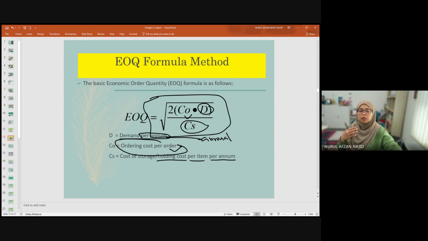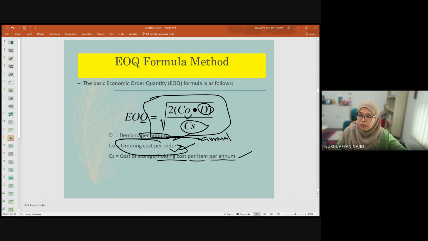Dia bagi dalam bentuk per item per annum ke? Ataupun dia bagi total item? Ataupun dia bagi dalam bentuk monthly. So you kena convertkan all the figure dalam bentuk yang sepatutnya didefinekan di sini. Barulah bila you masukkan dalam formula, baru betul jawapannya.